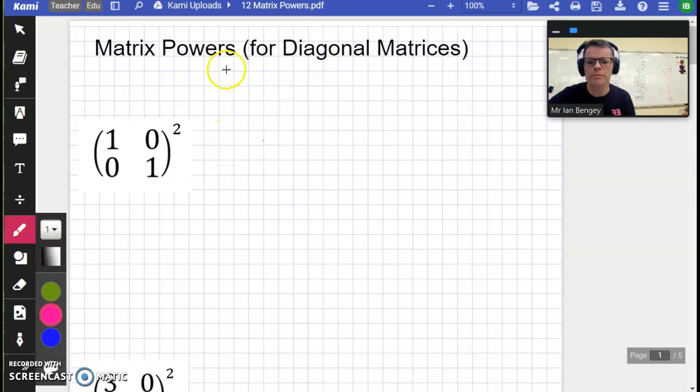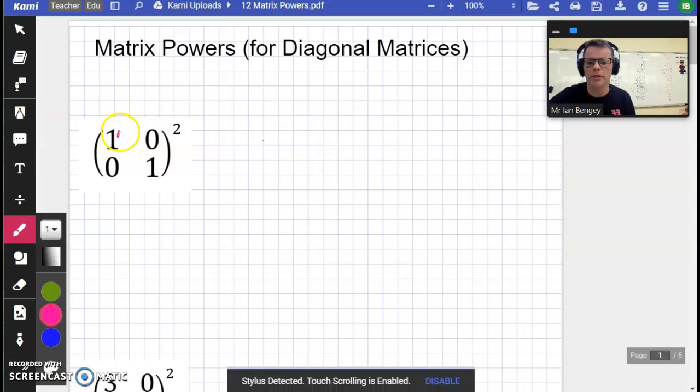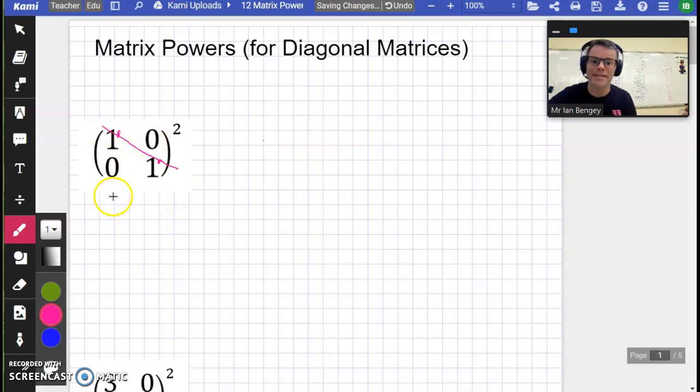First of all, we're going to look at matrix powers of diagonal matrices. What's a diagonal matrix? A diagonal matrix is a matrix that has only entries in the diagonal positions from top left to bottom right. So the identity matrix is a diagonal matrix. It only has an entry in top left and bottom right along this diagonal. Okay, and the other entries are 0, and that is what defines a diagonal matrix.